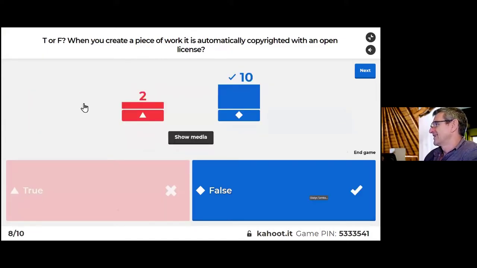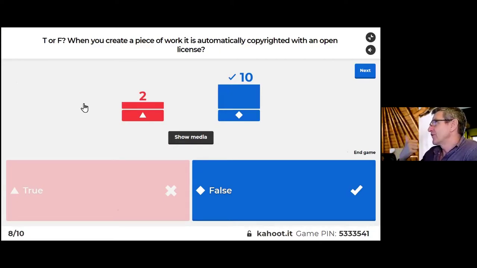All right, nice. The vast majority went, it's true. No, I said it's true, and that is correct. So the reality is that when you create a unique piece of work in most countries, the copyright law says that even though you don't put the little C in the circle in there, it is still by default full copyright, all rights reserved. So it's exactly the opposite of what it says there.